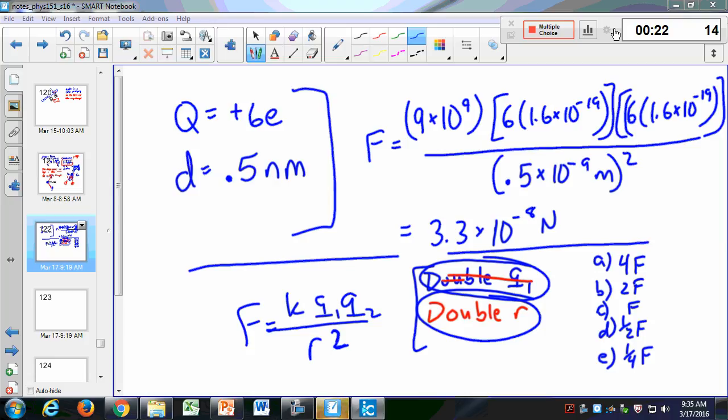So if I double Q1, I do that. I double R, I do that. So how does that affect the force? Ask your neighbor what they put, please, because about half of you are still missing it. Ask your neighbor. If they have something different, try to tell them.